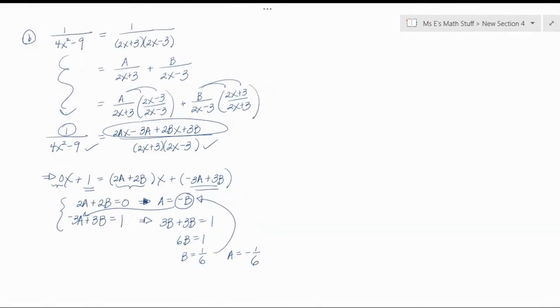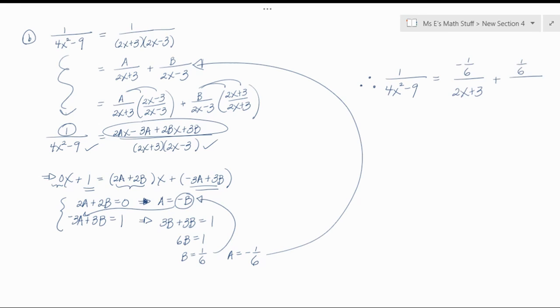Okay, once you have your constants, you back substitute them into your form and then make your conclusion. So we can conclude that 1 over 4x squared minus 9 is equal to the opposite of 1/6 over 2x plus 3 plus positive 1/6 over 2x minus 3.